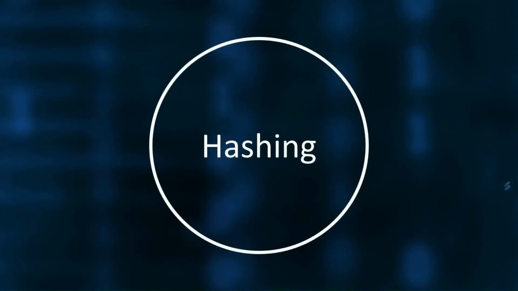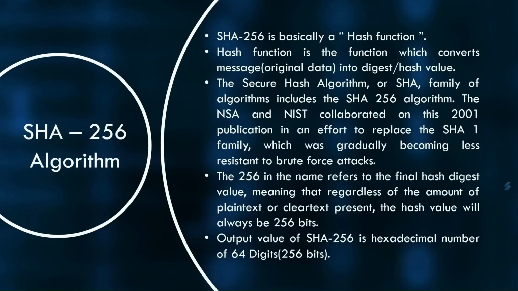Now, here comes the hashing part. The algorithm which is used by us for hashing is the SHA-256 algorithm. SHA-256 is basically a hash function. Now the question arises: what is a hash function? A hash function is a function which converts a message into a digest or a hash value.